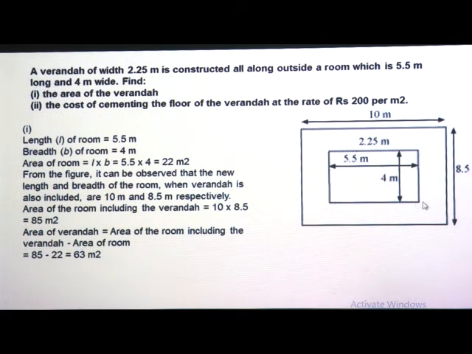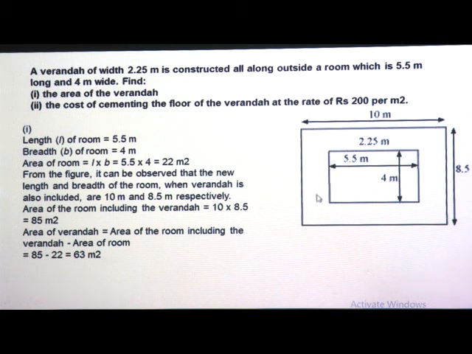Just we have to calculate. This is equal to the area of a room including the veranda. What we had done is multiplication of length 10 meter and breadth 8.5 meter, which is 85 meter square, which we already calculated. 85 meter square minus the area of a room, which we already calculated as 22 meter square. So, 85 minus 22 is equal to 63 meter square. It is nothing but the area of a veranda.